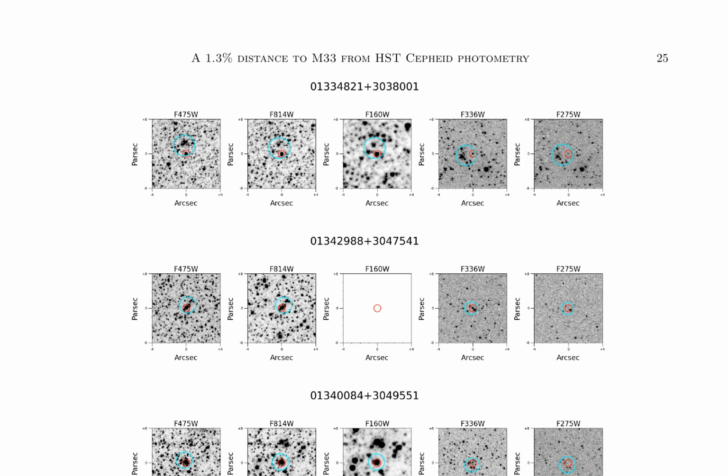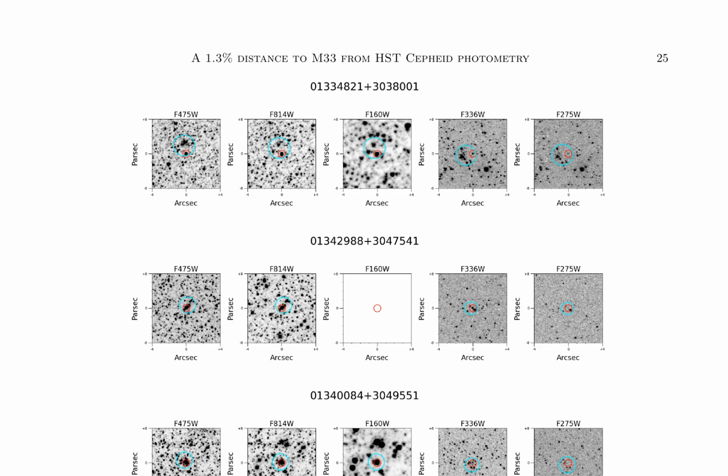The HST Cepheid photometry provides an essential dataset for this analysis, offering high-quality observations of M33's Cepheid population. The paper presents a detailed analysis of the observed Cepheid light curves, focusing on the period-luminosity relationship, which is a fundamental principle in determining distances.